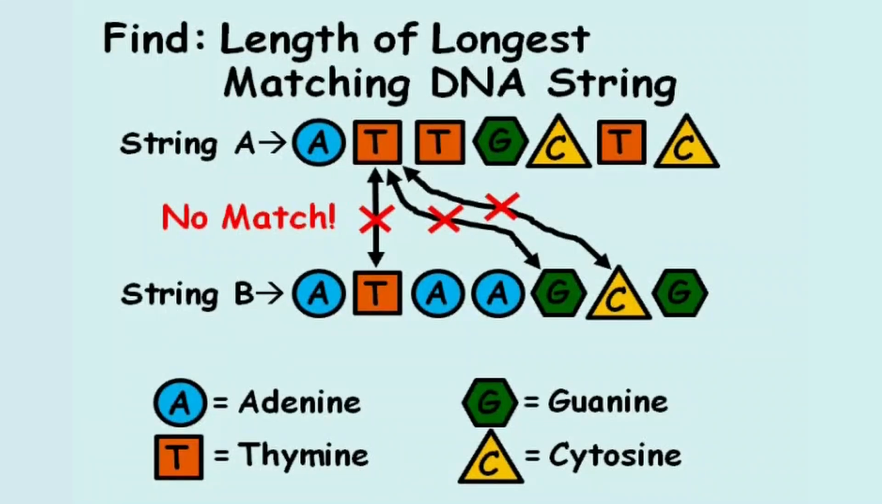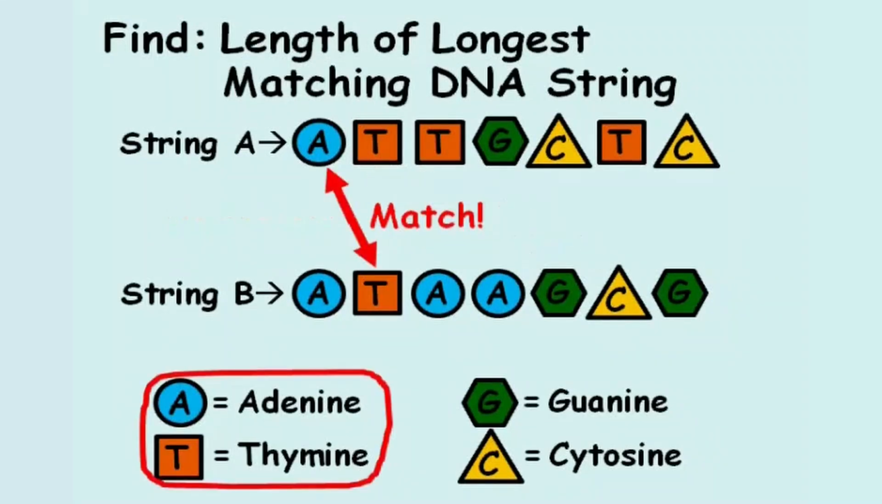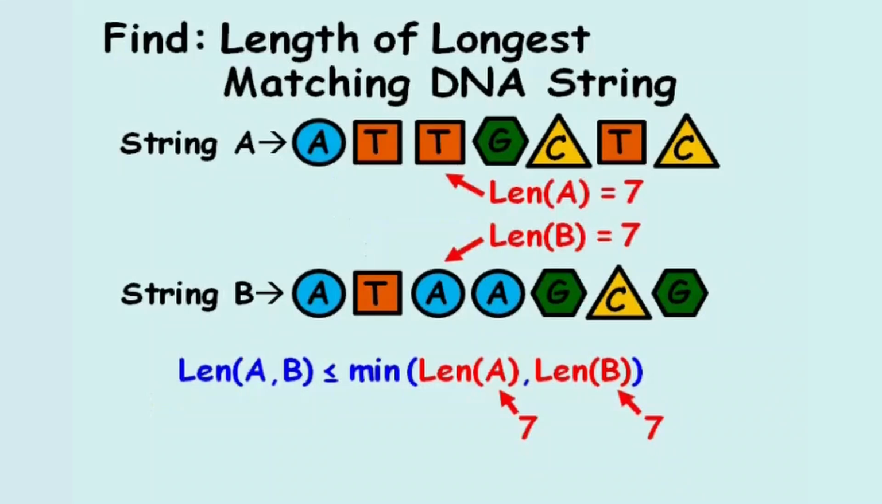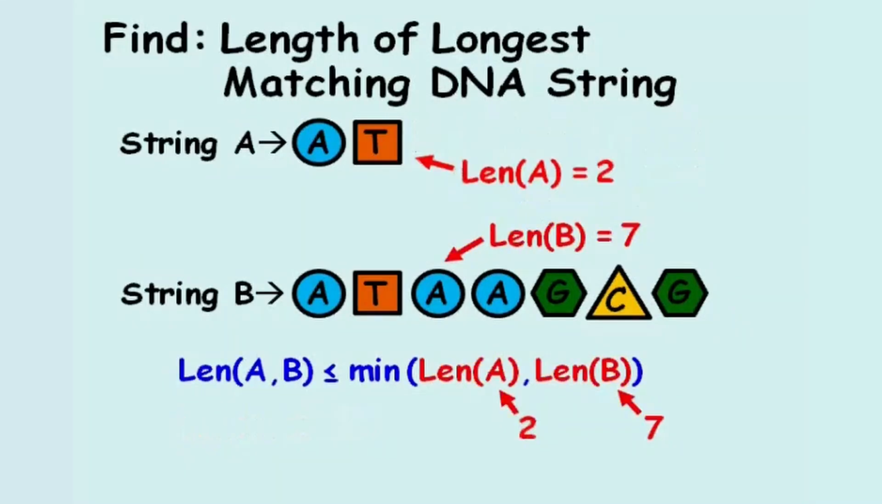Since one base can match with at most one other base, the longest matching substring is at most the length of the shorter of the two individual strings. Since the length of both strings A and B are 7, the maximum length of a matching DNA string would be 7. However, if string A was only 2 bases long, then the longest matching DNA string would be at most 2.